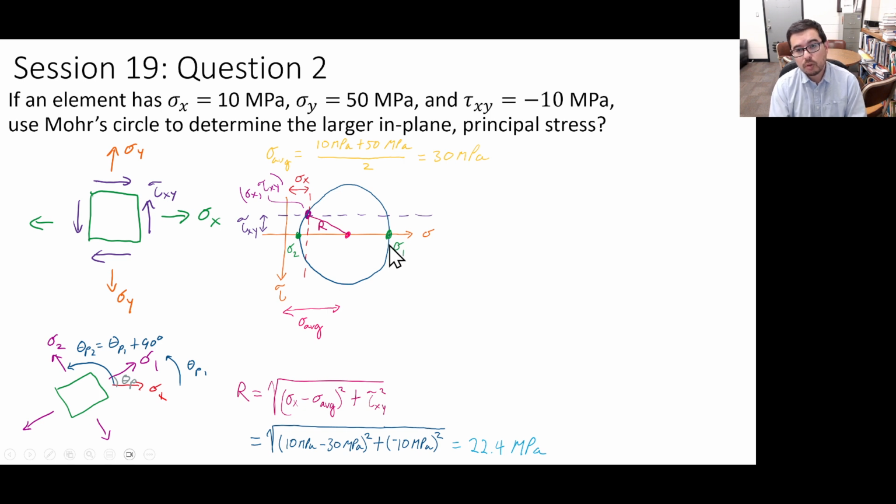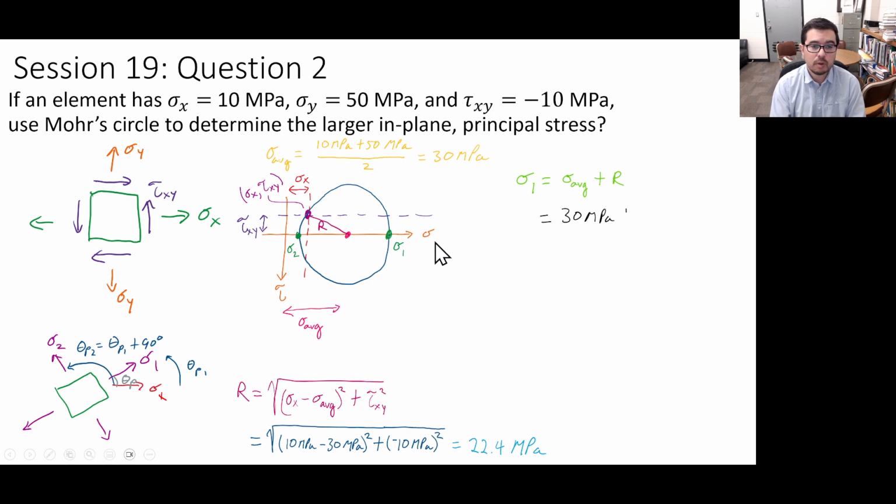So the rightmost point on Mohr's circle is going to be our larger in-plane principal stress, and sigma 2 is going to be the smaller in-plane principal stress. In this question, we're concerned with finding the larger one, so sigma 1 is going to be equal to sigma average plus r. That's this distance, plus, actually that's the radius, right, plus the sigma average down here, or sigma average plus the radius. This is also radius on the horizontal.